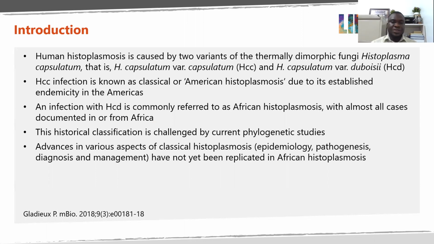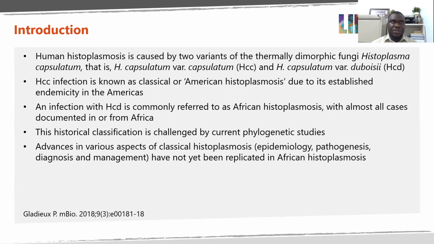However, this historical classification is challenged by current phylogenetic studies that suggest that the genus Histoplasma may be more diverse and there may be as many as 16 phylogenetic species. This includes the African phylogenetic species, which encompasses almost all strains of duboisii and some strains of capsulatum and farciminosum. The various advances that have been made in classical histoplasmosis are yet to be replicated in African histoplasmosis, such as the epidemiology, pathogenesis, diagnosis, and management.